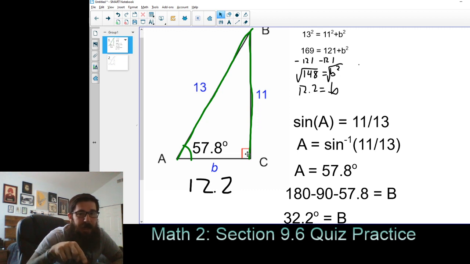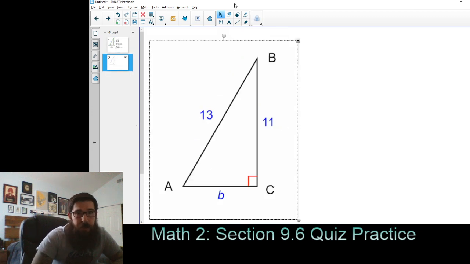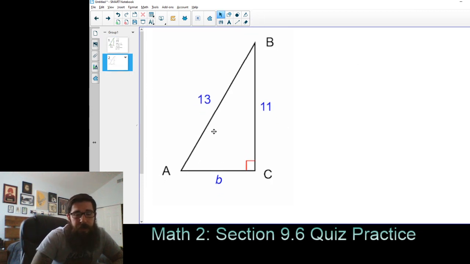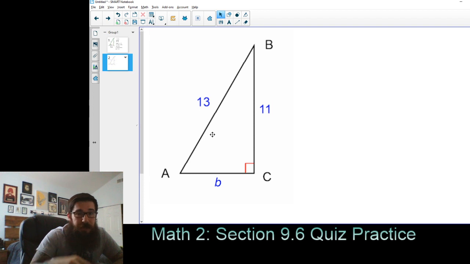Now I'm going to do the same problem again, but I'm going to change the order of the way that I approach some of these and find some of the same basic answers with some different methods, and that's okay. Hey, we've got a problem. We've been told to solve a right triangle, meaning find all three sides, find all three angles.